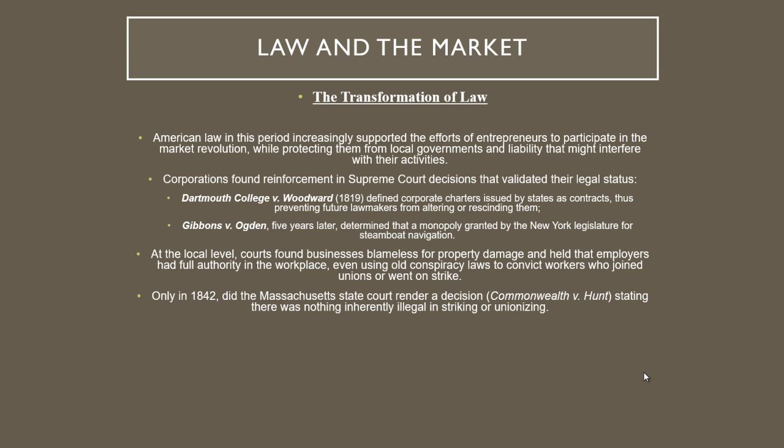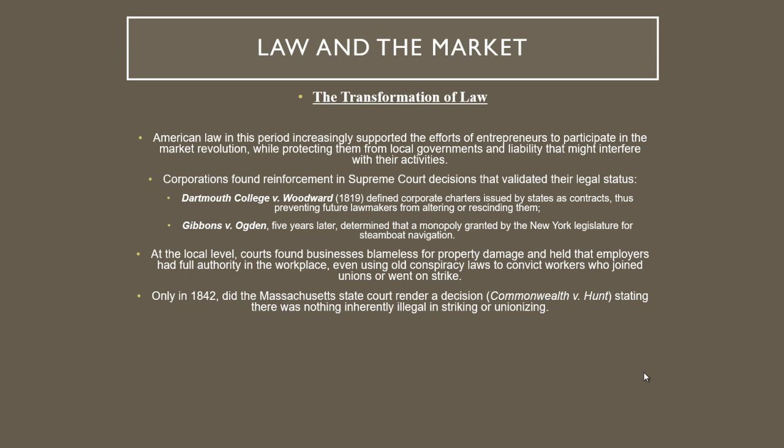Corporations found reinforcement in Supreme Court decisions that validated their legal status. Dartmouth College versus Woodward in 1818 defined corporate charters issued by states as contracts, thus preventing future lawmakers from altering or rescinding them. Gibbons versus Ogden, 5 years later, determined that a monopoly granted by the New York legislature for steamboat navigation.